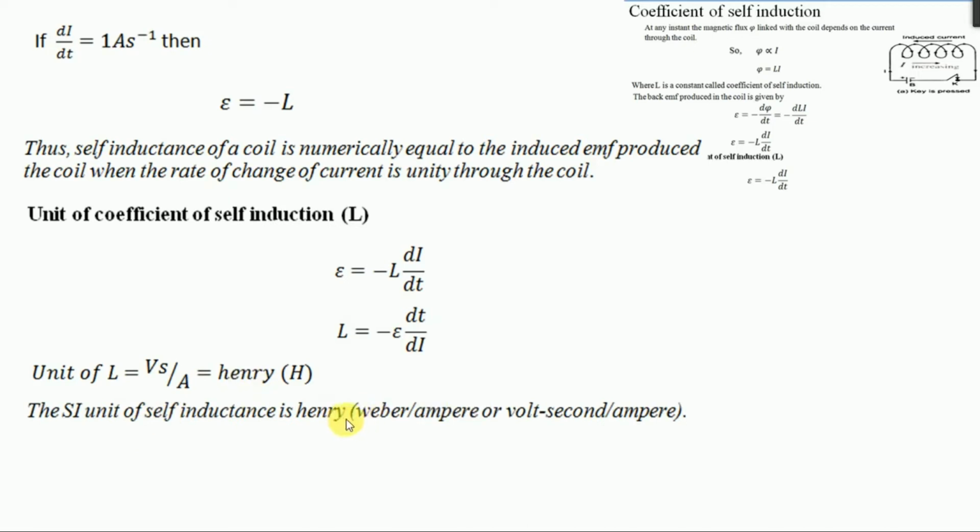And there are other units also. So we know L is equal to flux by current. So flux is Weber and current is ampere.